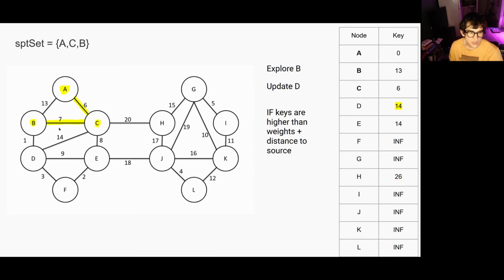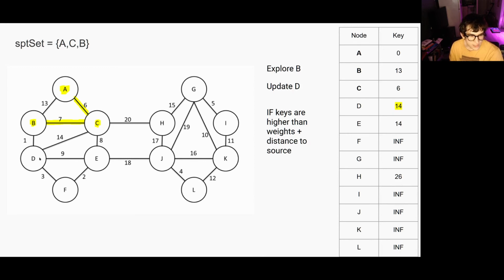Oh, excuse me, sorry. It'd be the distance to B plus the weight of the edge. So the distance of B is 13 plus the weight of the edge would be 14. Now, it looks like we have a tie here. I'm just gonna break it alphabetically, so D would be first.